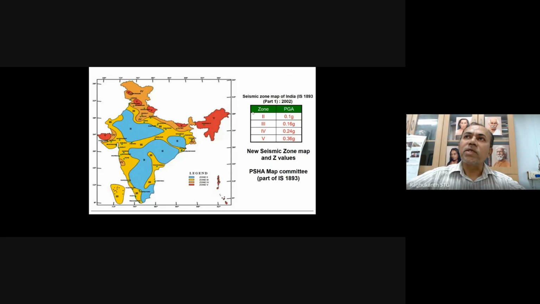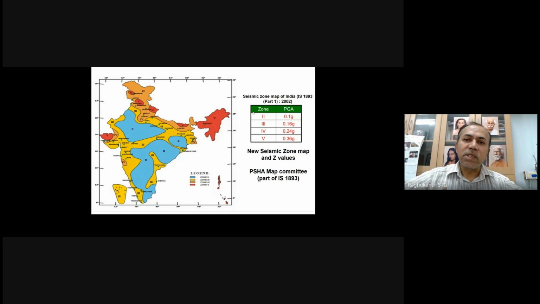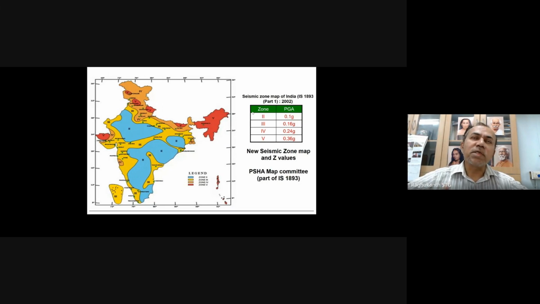Now, as you know, our zone maps have gone through several revisions. The latest was in 2002, where India was divided into 4 zones, and these are the PGA values. You can see the PGA starts from 0.1 g and goes up to 0.36 g. So the highest value given in the code was 0.36 g. But when it comes to design, you will use Z by 2, so automatically 0.18 g was used in the design.